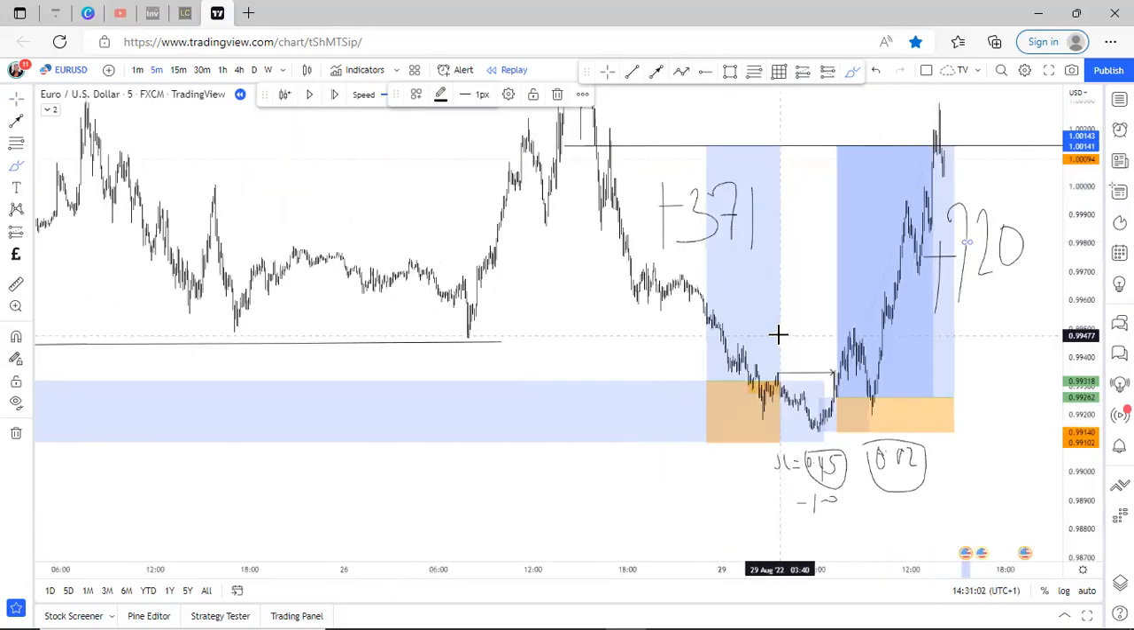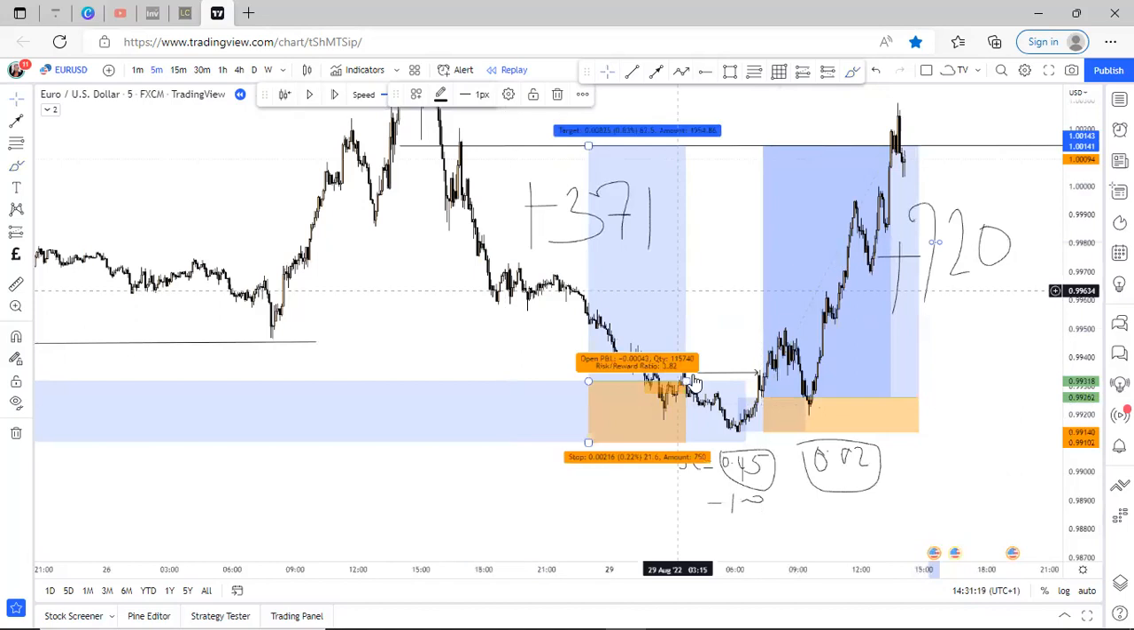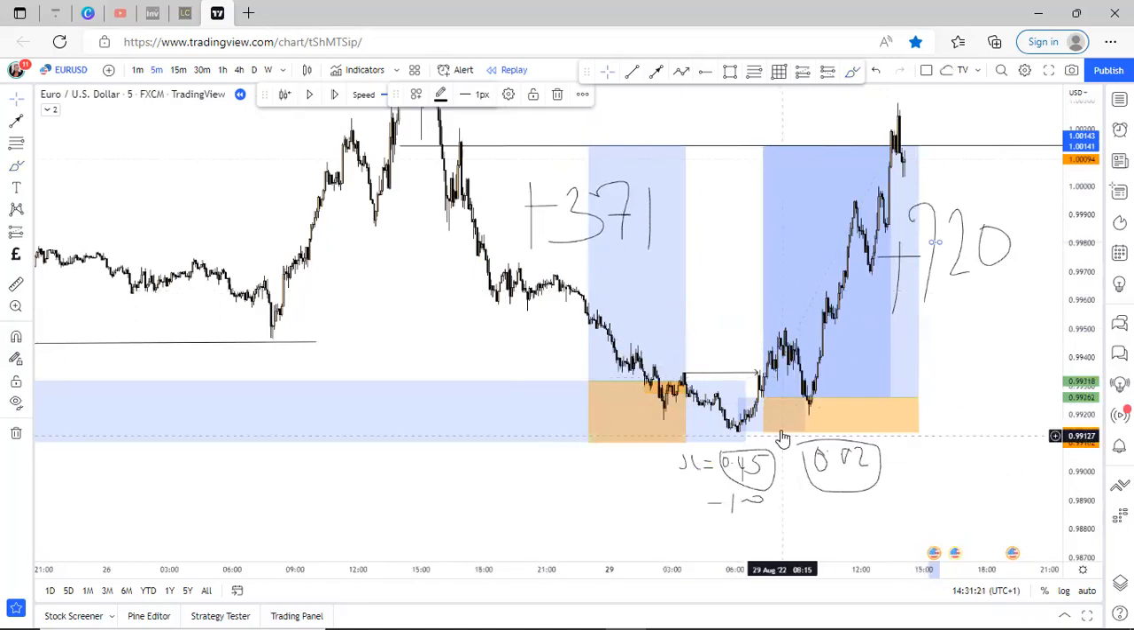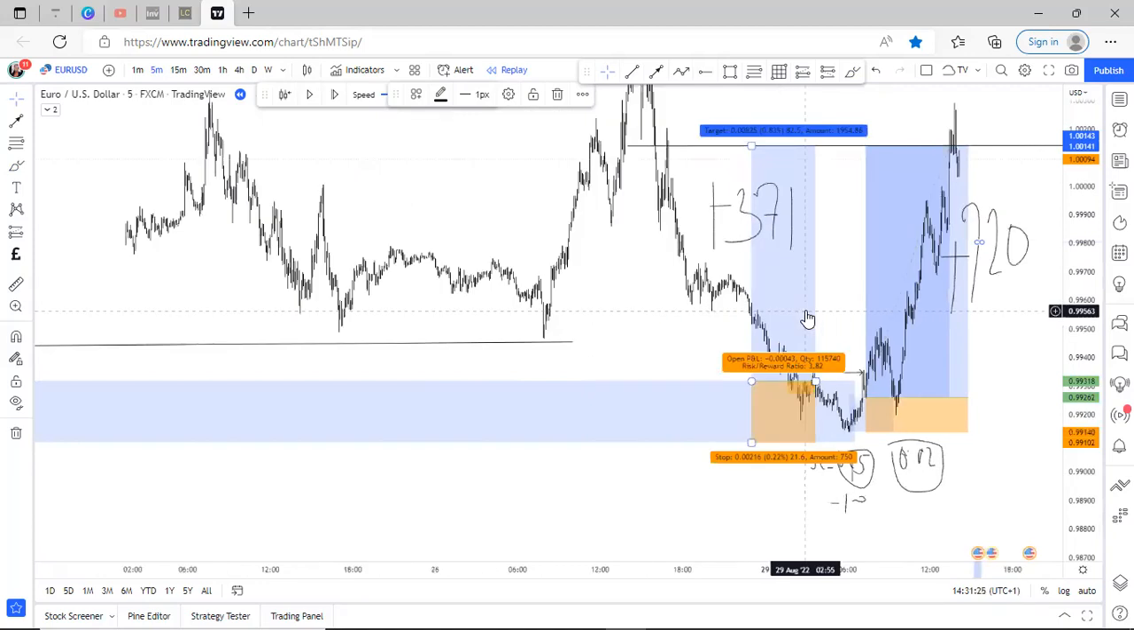Okay, so I would like you guys to also implement this in your trading. Try to get into your trades from the lower time frame. This will allow your risk to reward to increase. So you are able to maximize profit by using the lower time frame. You can try to practice this on your backtest on different pairs and see for yourself.